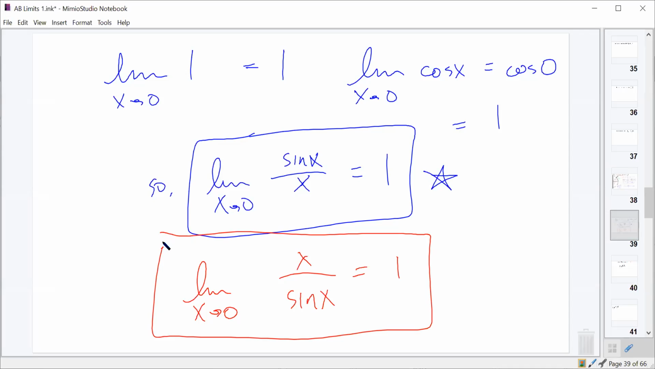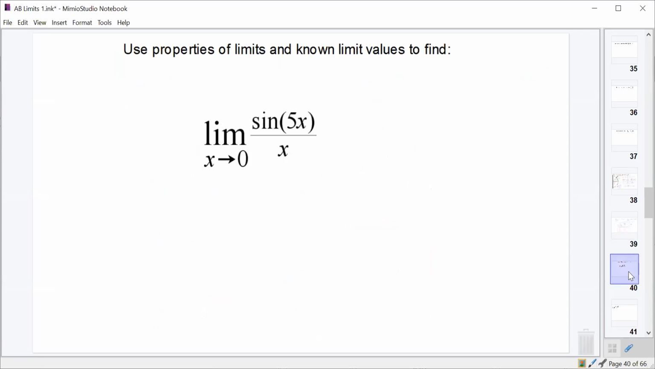Good or no? Good. Perfect. All right. Let's move forward. Let's take a look at the limit as x approaches 0 of sine of 5x over x. So take a second and think about what you might do with that.